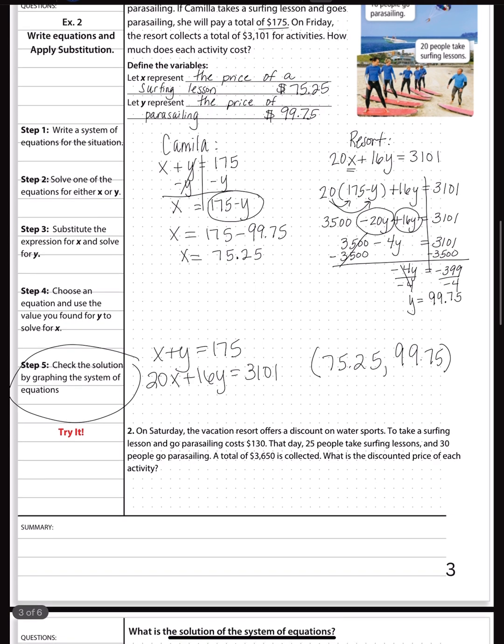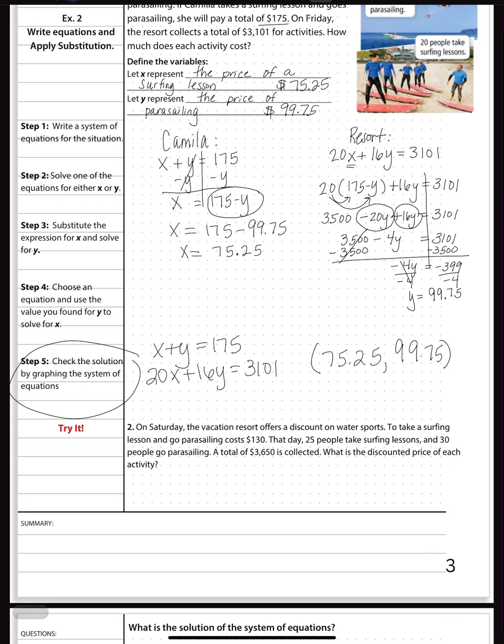In this try it here, I'm going to help you set it up, but then I want you to go back and complete it and answer the question. We know that on Saturday, the vacation resort offers a discount on the water sports. To take a surfing lesson and to go parasailing, this time it's going to cost $130 instead of the $175 that Camila paid. 25 people take a surfing lesson and 30 people go parasailing, and the resort collected a total of $3,650. The question is, what is the discount price of each activity?